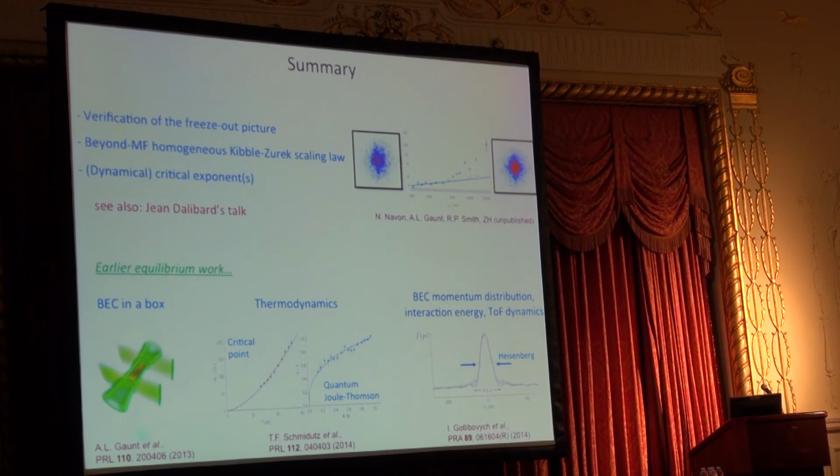Okay. So with that, I would like to conclude. To summarize, combining knowledge from two different kinds of quench protocols, we have managed to directly verify the validity of this freeze-out picture of the adiabatic-impulse-adiabatic approximation due to critical slowing down near the critical point. And then we can measure the Kibble-Zurich scaling law for a homogeneous system, and we observe the beyond mean field scaling law, which is again the first for any system, not just for cold atoms. It's not been done ever before.